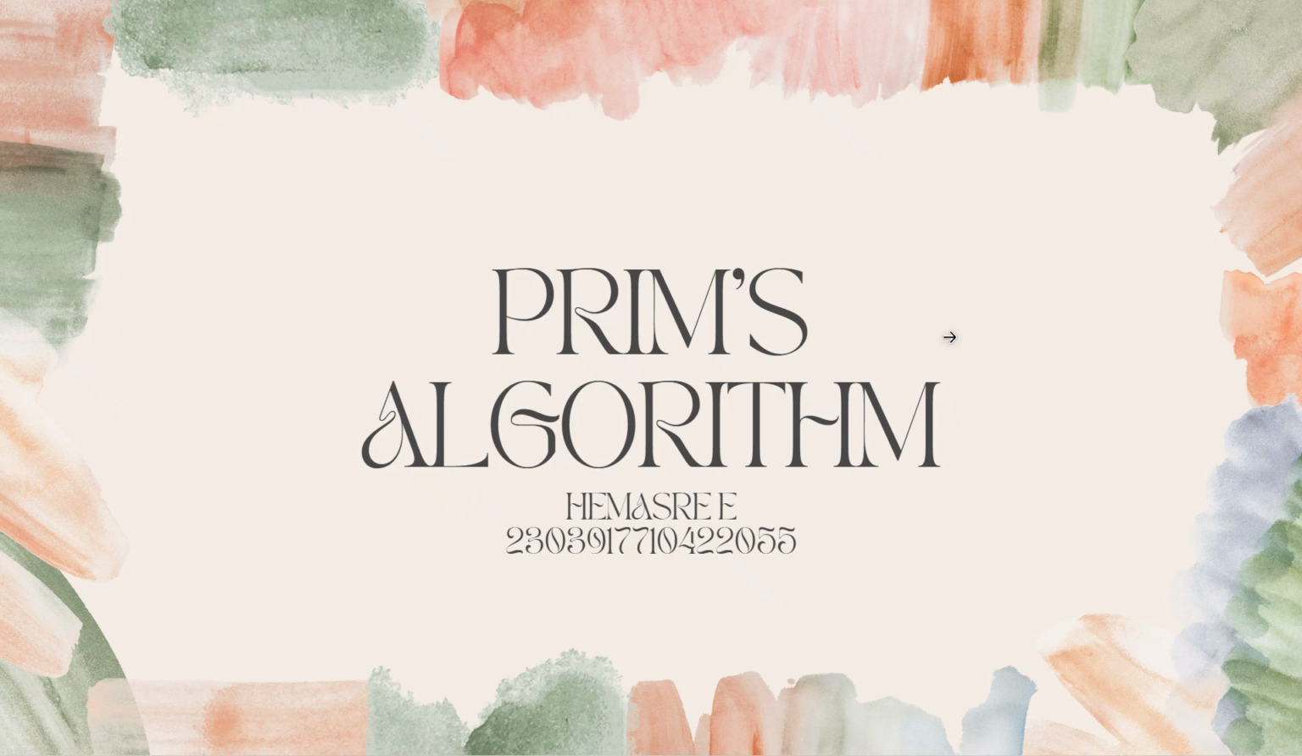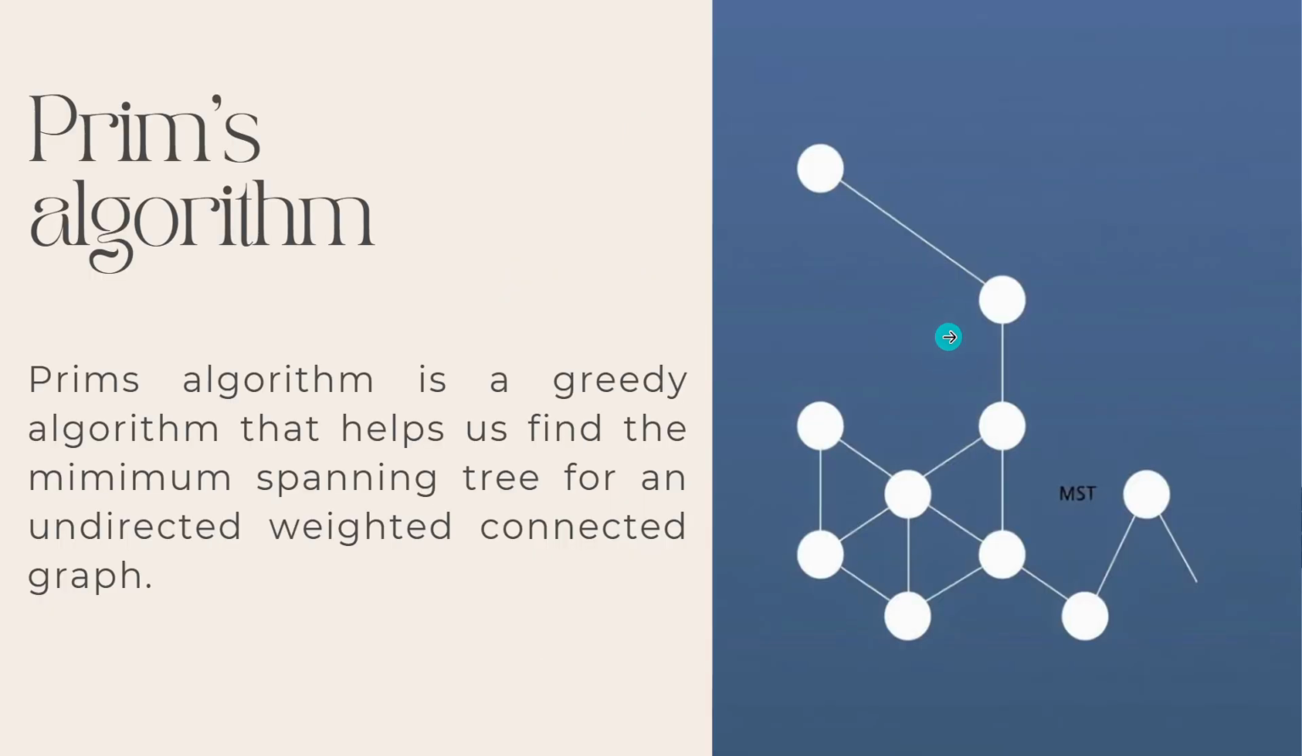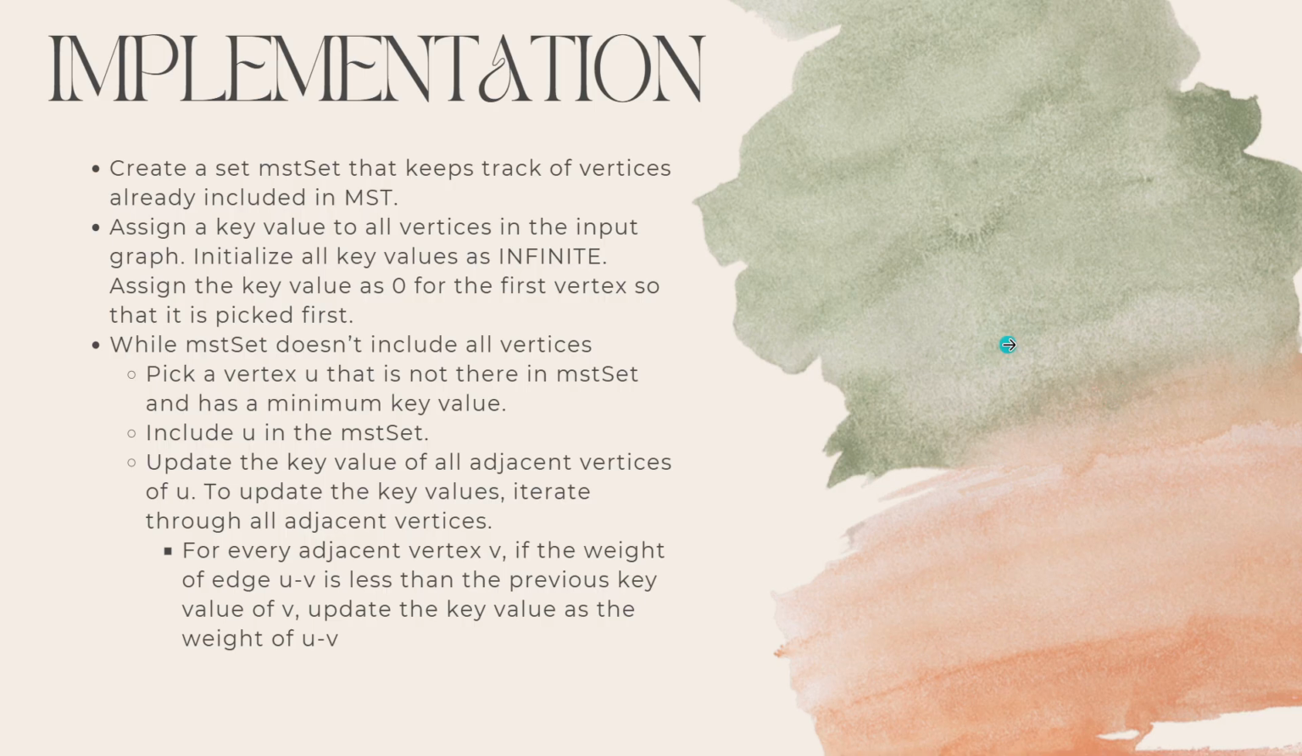Today we are going to see about Prim's algorithm. What is Prim's algorithm? Prim's algorithm is a greedy algorithm that helps us find the minimum spanning tree for an undirected weighted connected graph. So let us get into the algorithm.